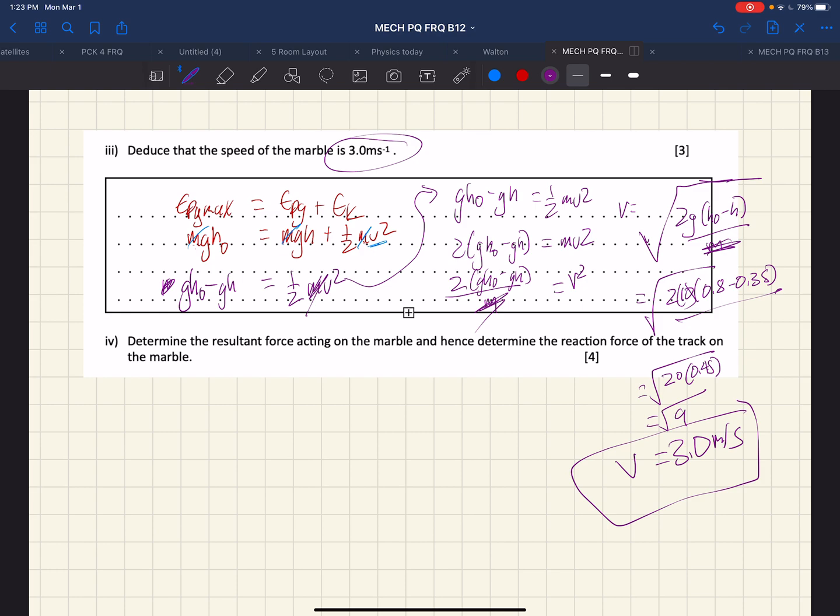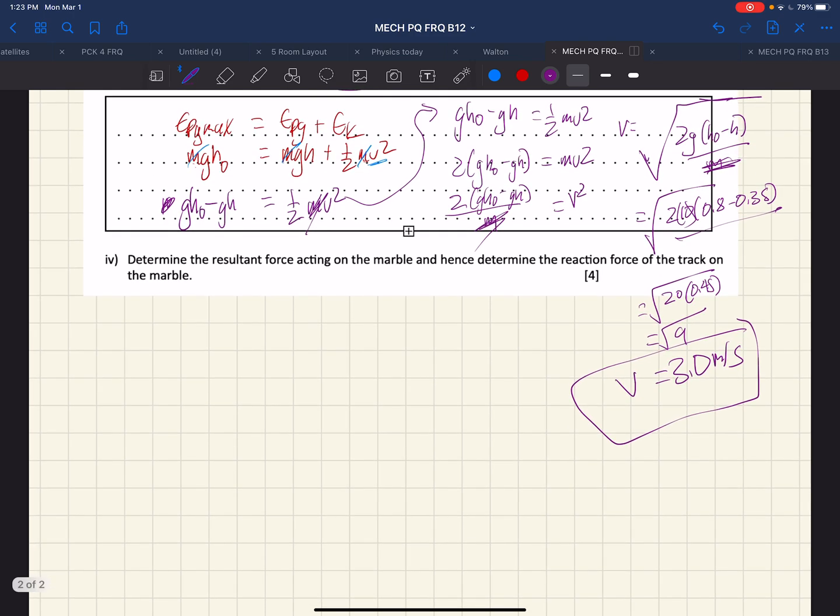Lastly, we're asked to determine the resultant force on the marble and the reaction force on the track of the marble. And we're going to do that in the second video on this question.